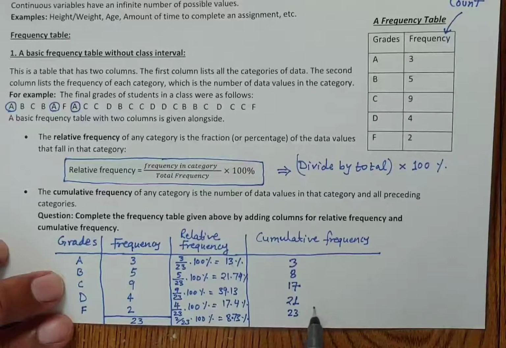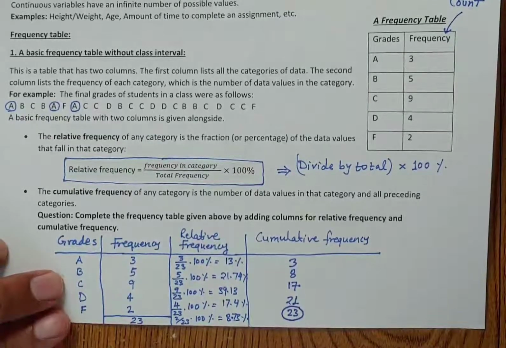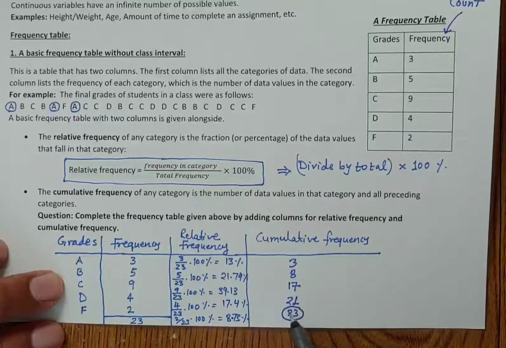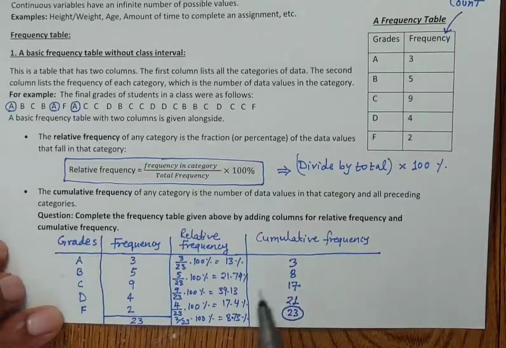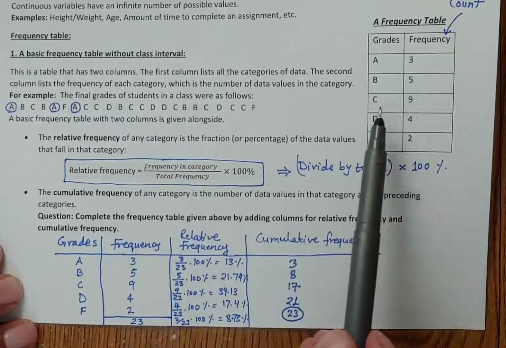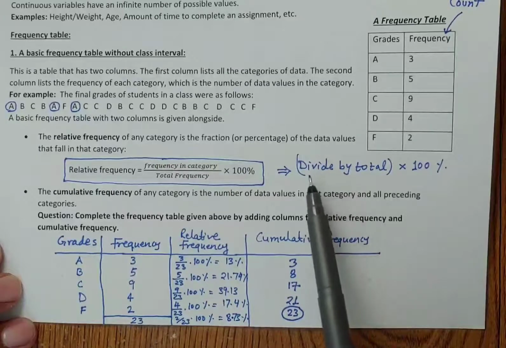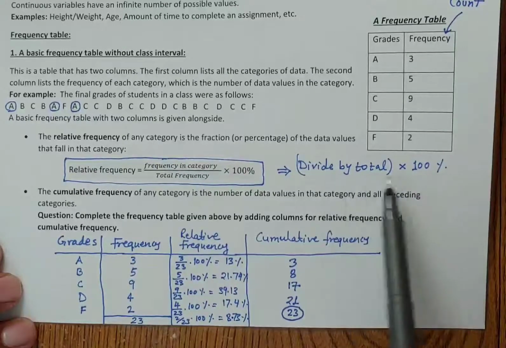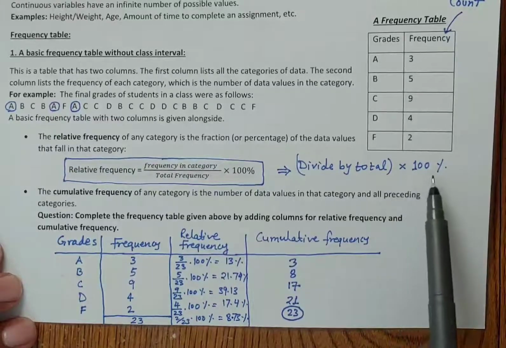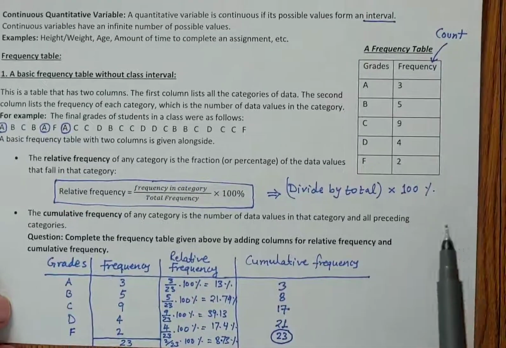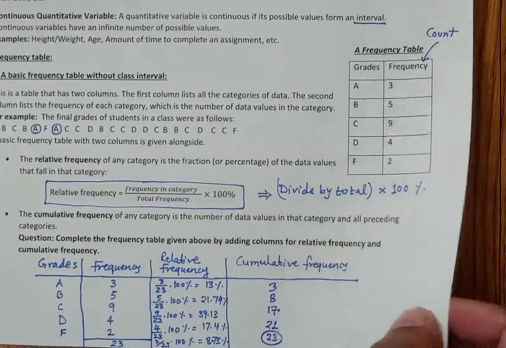Now here the last item in the cumulative frequency must be the total number, right? Because for the last item we add all numbers, so we get 23. So the total number has to match with the last item in cumulative frequency. Okay, so this is how we get the frequency. This is just the frequency. And then relative frequency, remember that we are dividing by total and multiply by 100. This is the process to get percentage actually in all math.